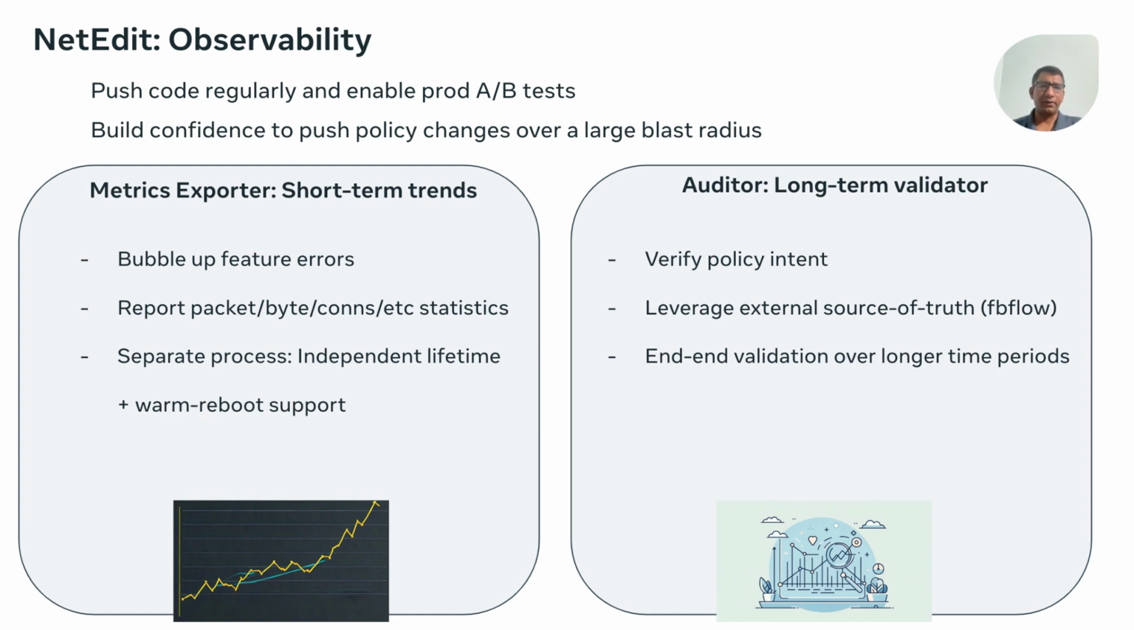To do this, we track both short-term and long-term trends. In short-term trends, we focus on feature errors and data plane statistics that are aggregated and alerted upon. Since a NetEdit data plane is always attached, we have to consider observability. This is an interesting operational detail, but what we had to do is separate counter aggregation into a separate process to solve this case.